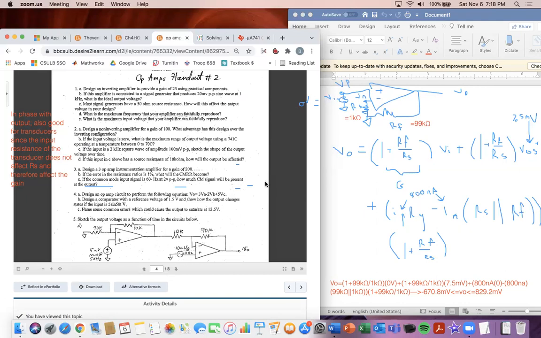I don't think he'll ask that one, but it's good to know it because he might ask about offset voltage or input bias current. So it covers all three. So it is a good one for that reason.